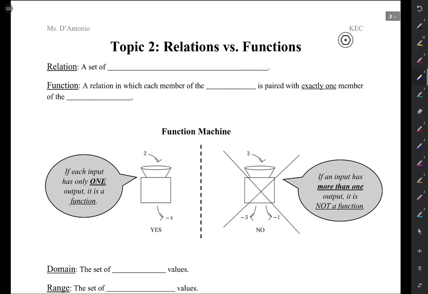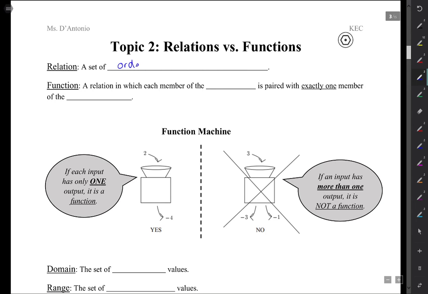In topic 2, we're going to be looking at relations versus functions. So to begin, I guess we need to understand what these two words mean. So let's start off with relation. So a relation is a set of ordered pairs.